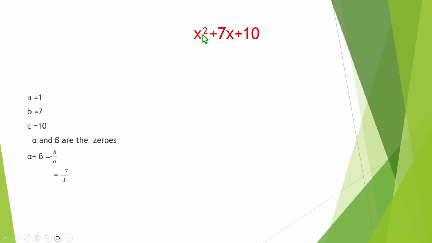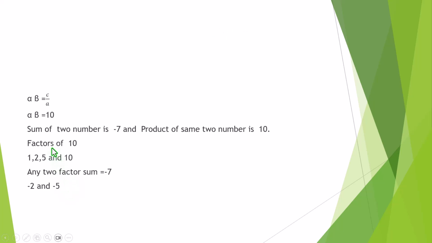Now an example: x square plus 7x plus 10. Here the coefficient of x square is a equal to 1, the coefficient of x is b equal to 7, and c is equal to 10. Alpha and beta are the zeros. Alpha plus beta is equal to minus b by a, here minus 7 by 1. Alpha into beta is equal to c by a, that is 10.